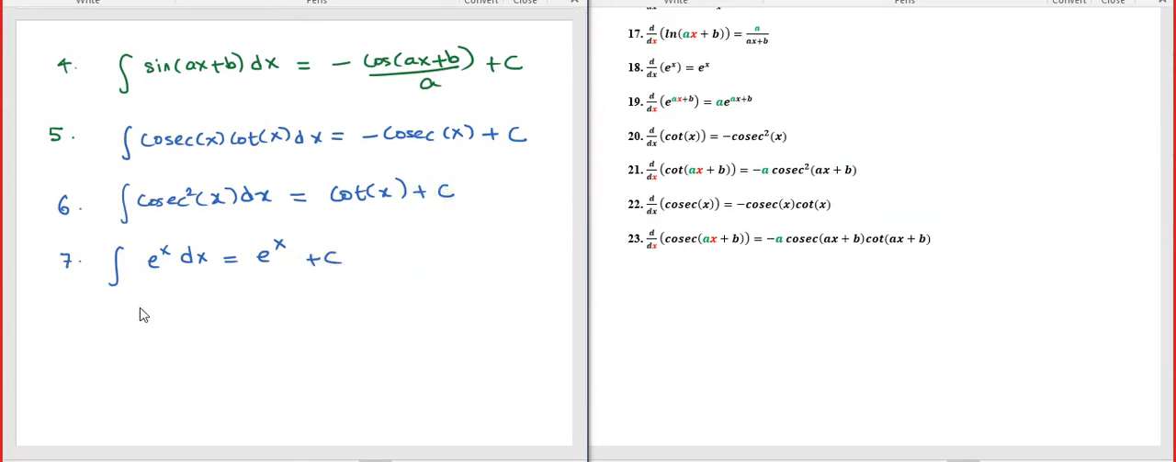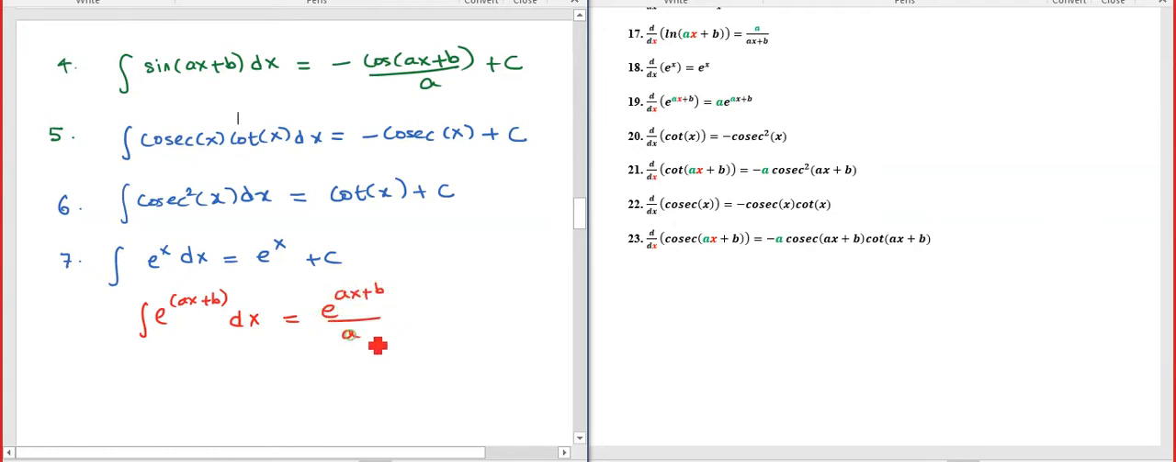This rule can be written in standard format as integral of e power ax plus b dx, which will be e power ax plus b over a plus c. Again, following the same concept, as it was divided by a, the coefficient of x, similarly in the exponential rule it is divided by the coefficient of x. So you can easily get these rules from the rules of derivative.